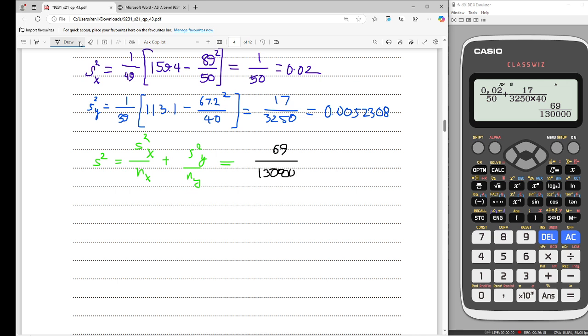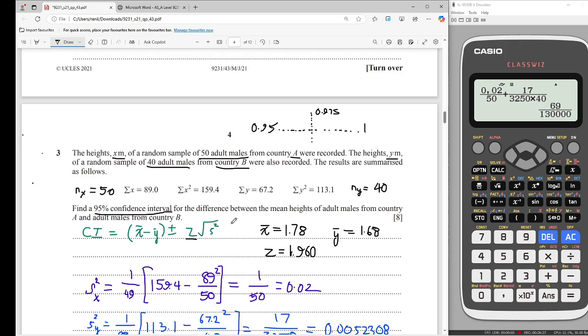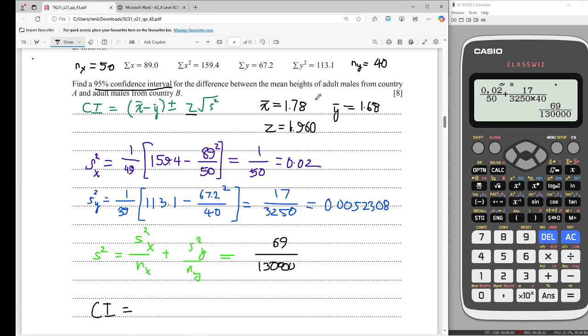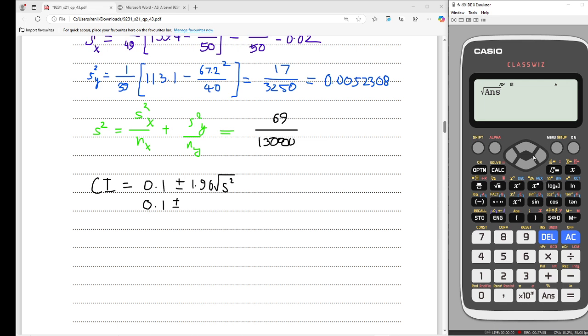So now to calculate the confidence interval, CI is equal to, we've got lots of space. CI is equal to mean y minus mean x, which is 1.78 minus 1.68, which is just 0.1. So 0.1 plus or minus the z value, so plus or minus z value of 1.96. I'm just going to represent the s2 value with s2, and we can calculate this right hand side first. So 0.1 plus or minus root of this value multiplied by z, which is 1.96, is equal to 0.0451553.